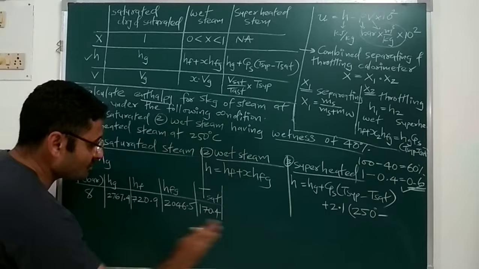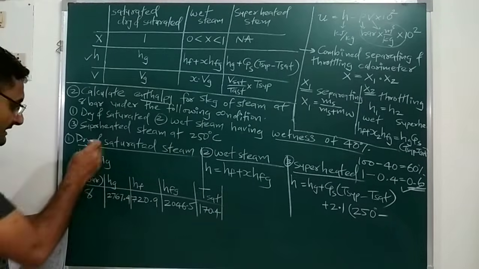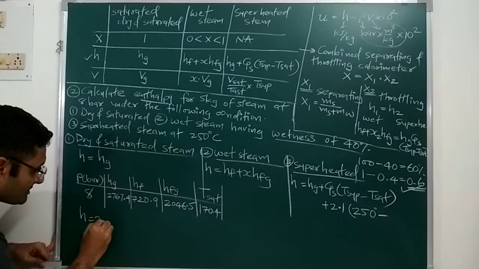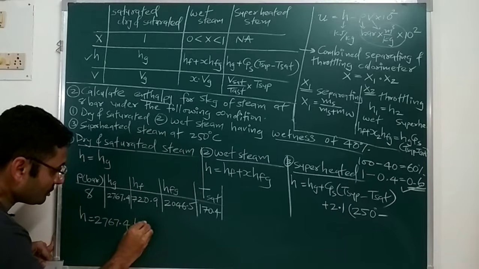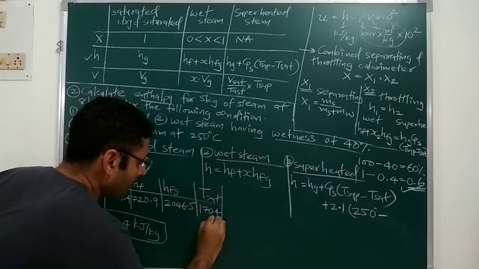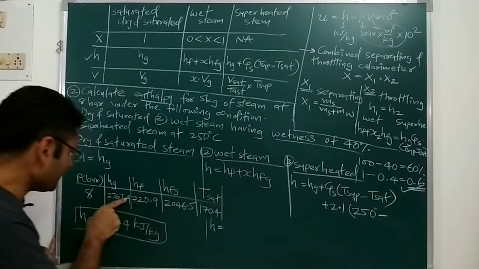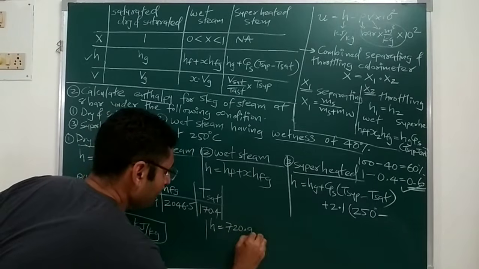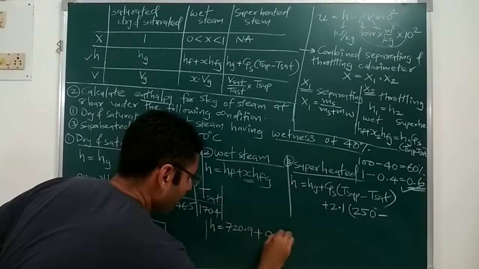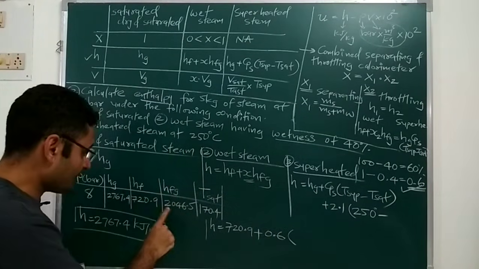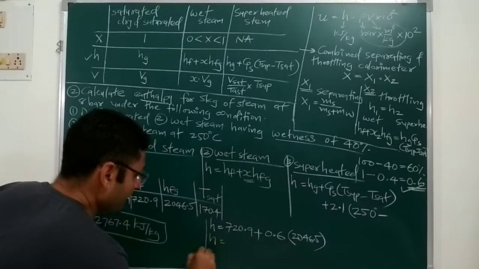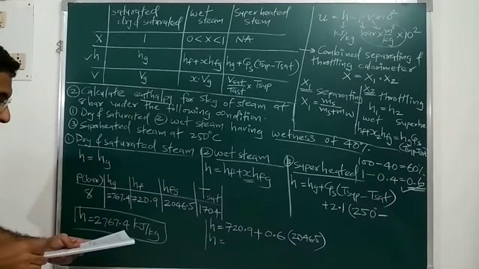Okay, now I am going to remove this. Come on the board once again. So each and every value we have. Now simply we will insert the values in all that three equations. So H for dry saturated steam is what? Hg. So Hg is 2767.4 kilojoule per kg. First answer. Now next answer for what? For wet steam, which is HF is how much? HF is 720.9 plus dryness fraction. Wetness fraction is 0.4, so dryness fraction is 0.6 into HFG. HFG is 2046.5. And finally you can calculate the answer for enthalpy for wet steam, which is how much?